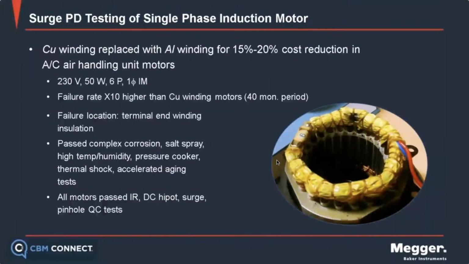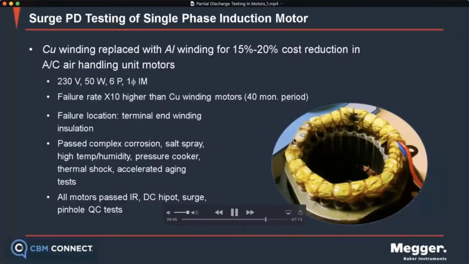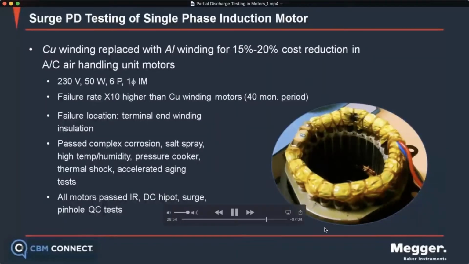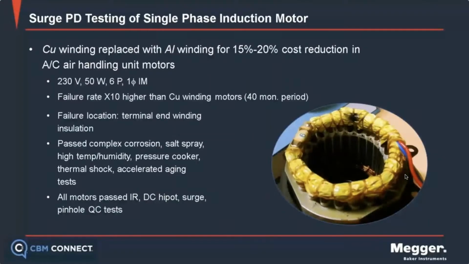The failure location was on the terminal end of the insulation. It had passed complex corrosion, salt spray, high temperature and humidity, pressure curtain, thermal shock, and accelerated aging tests. It was also passing IR, which is the insulation resistance test, DC high pot test, surge, and even the pinhole QC test of the actual conductors used to make the coils. So all these tests are passing. It's passing all their QC, and yet these motors are going out into the field, and within just a few years, they're getting a much higher failure rate than before the change.